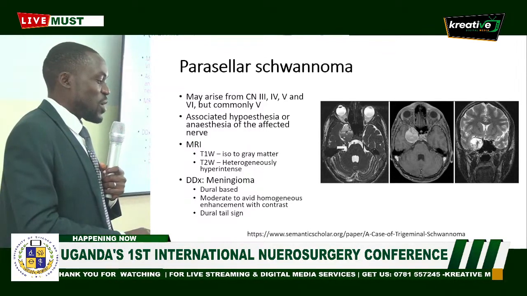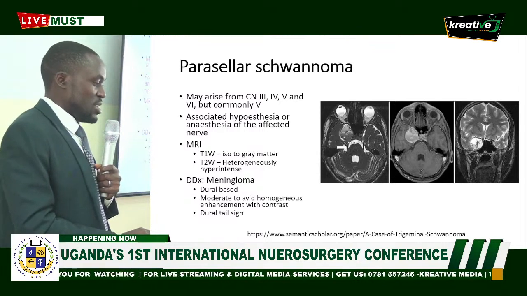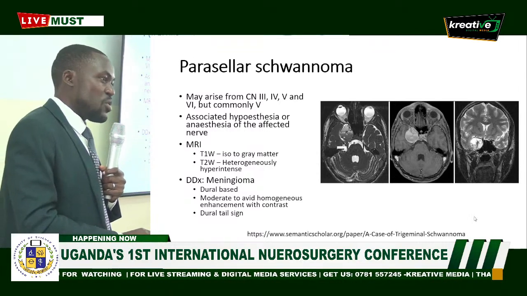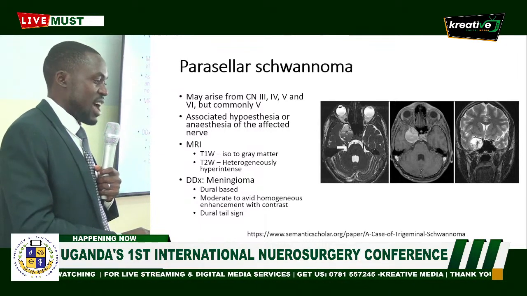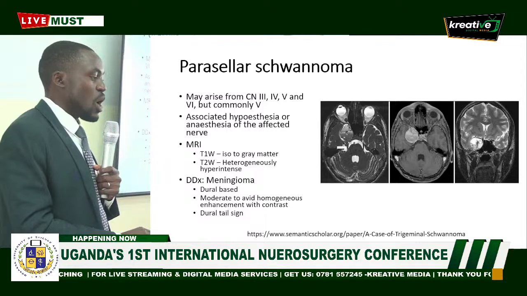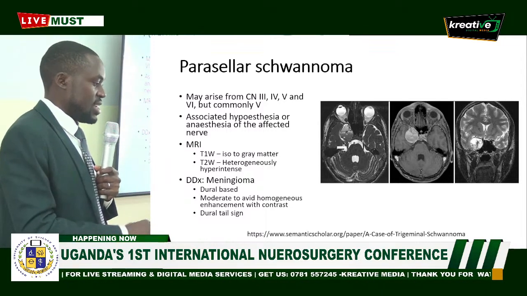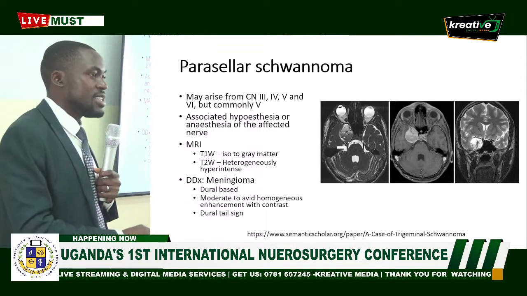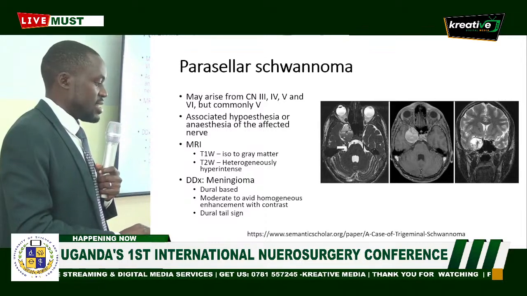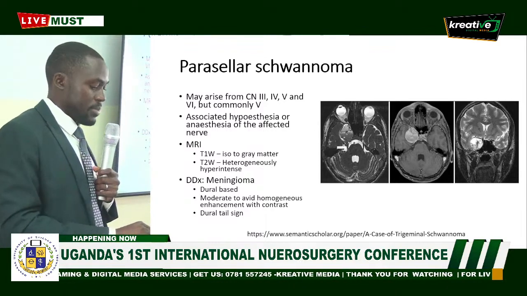And when we do T2, they give us heterogeneous hyperintensity. So you are worried sometimes, could this be a meningioma rather than actually a schwannoma? But again, we look out for some features that will differentiate them from meningiomas that we already discussed, such as the dural tail, and avid immediate enhancement, and these can be used to try and differentiate them.